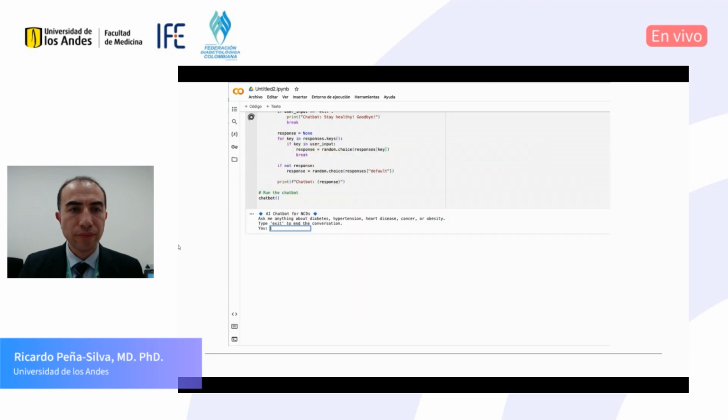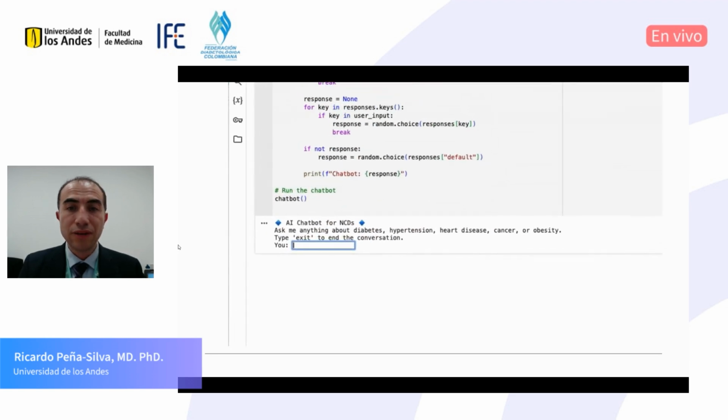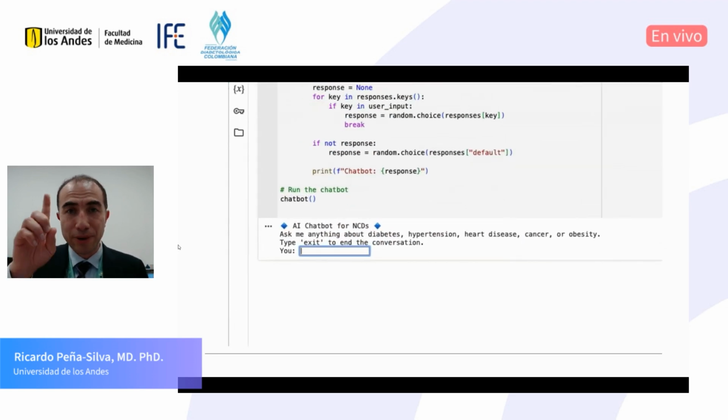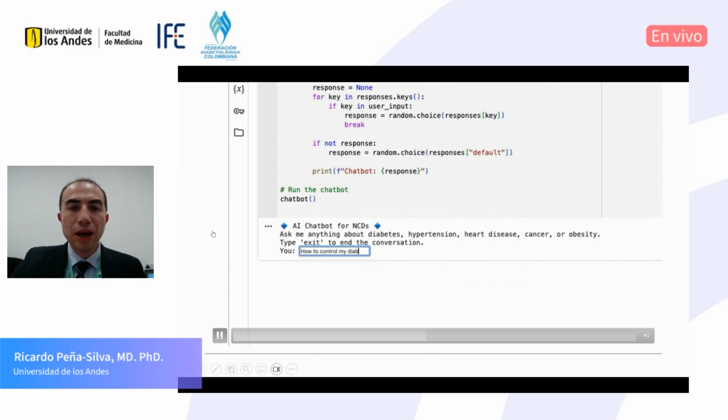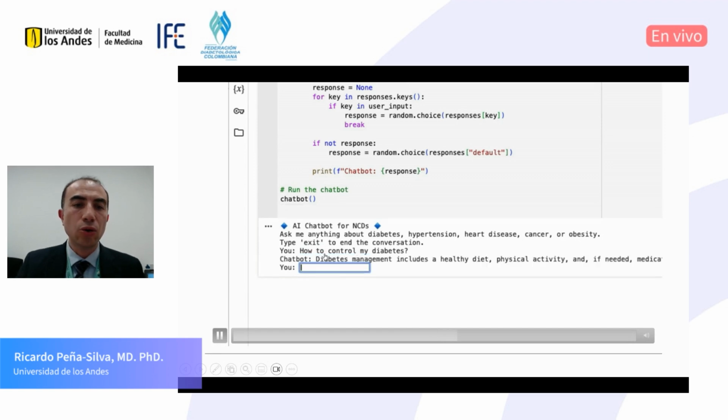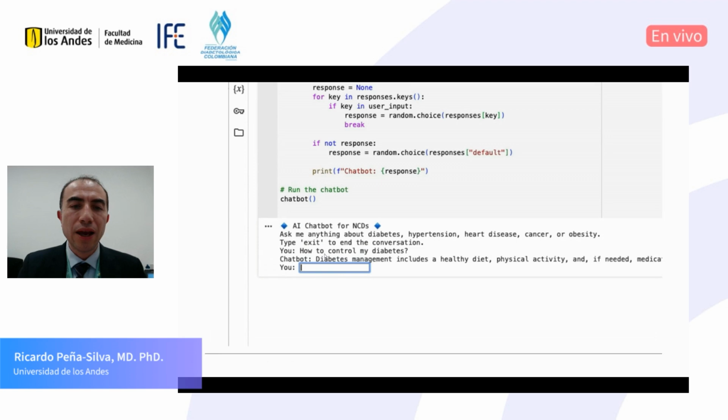It is running. It's ready. So now this is a very simple chatbot. Remember that this is only one prompt. And then it says, ask me anything about diabetes, hypertension, heart disease, cancer, or obesity. So I ask how to control my diabetes, and it provided a simple answer. Then I provided a second question, which is, what would be different if I also had high blood pressure? This is the question that I'm typing here.